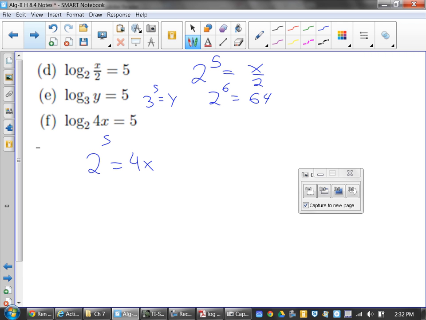32 equals 4x, and it is? Good. I couldn't divide 32 by 4. She had to use my calculator. I couldn't do it. Shame. It's been a long day.